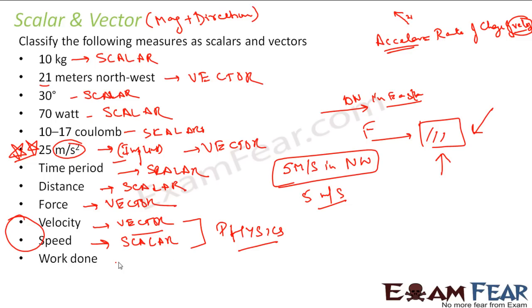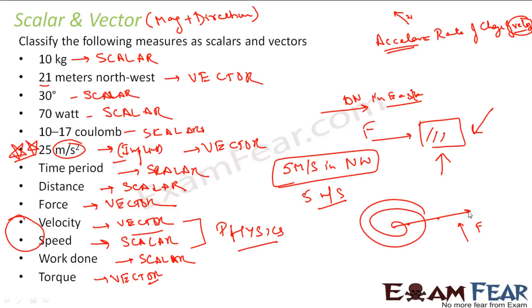Work done is again a scalar. So when you say work done, you don't talk about direction, you just talk about the work done, that's all. Torque is something which is a vector. Torque is nothing but a rotational thing. So you have this object, let's suppose it is hanged somewhere. You apply this force, it rotates, right? This guy will rotate. So the rotational capacity is called torque actually, and this has both speed and direction.